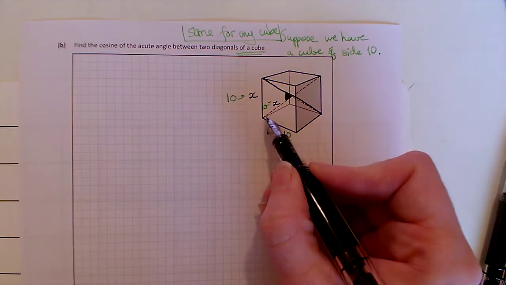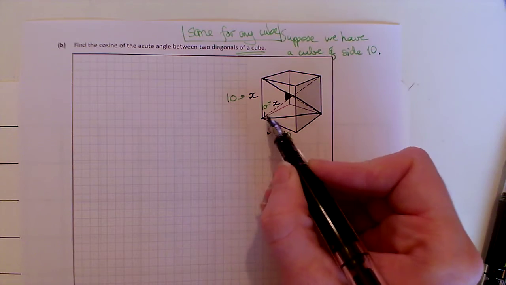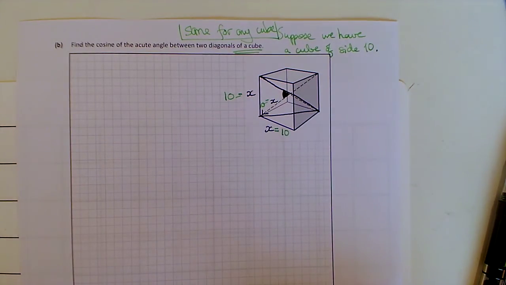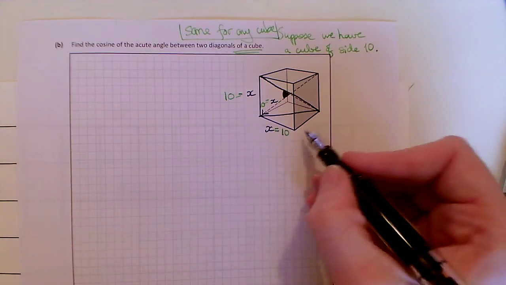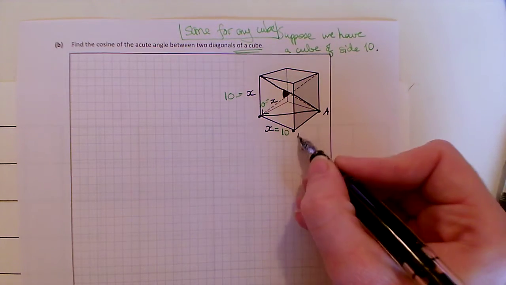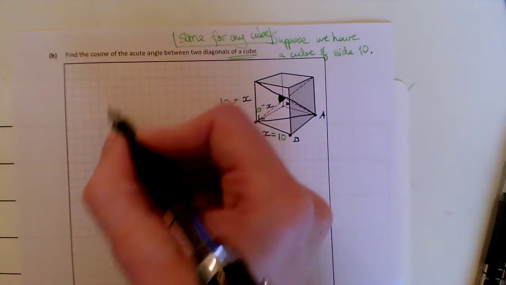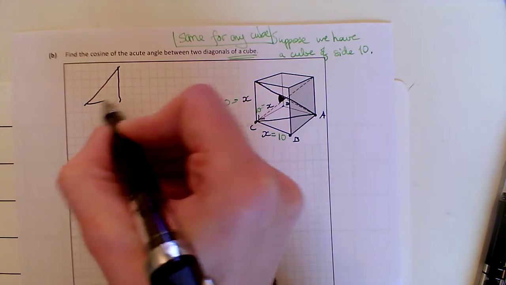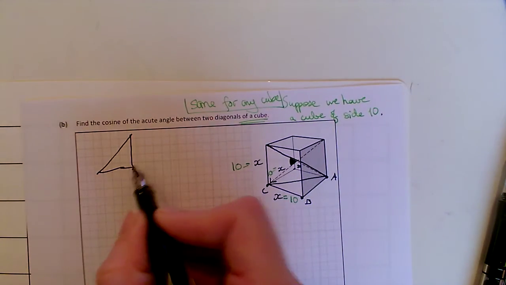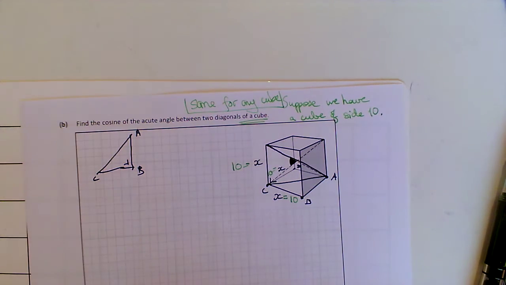Remember, in three-dimensional problems, we're always going to be looking for our right-angled triangles. So here's one going through, and here's one down here. Let's label some of our vertices. Let's call this A, B, C. The one back there can be D. And I'll draw out this right-angled triangle, A, B, C. I've got this right-angled triangle out here.